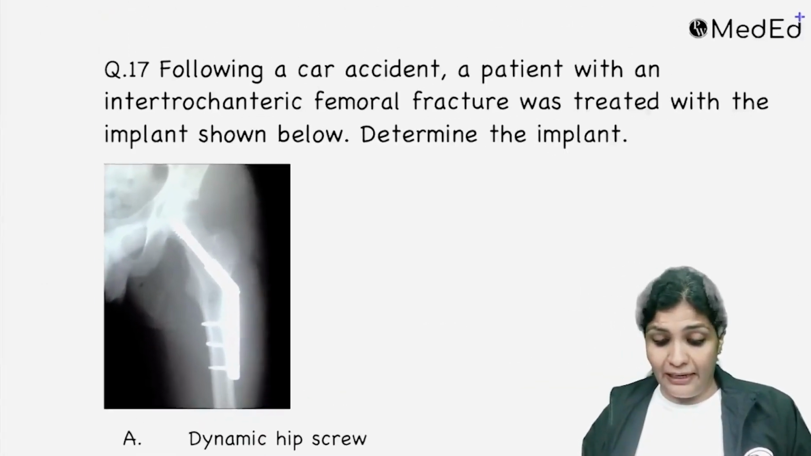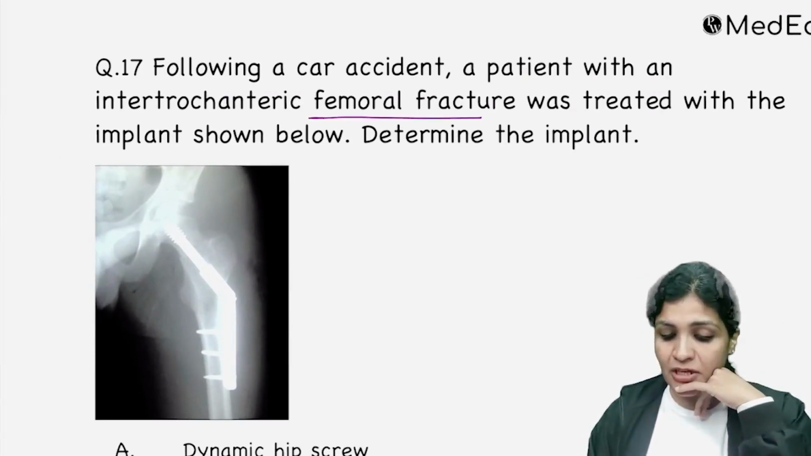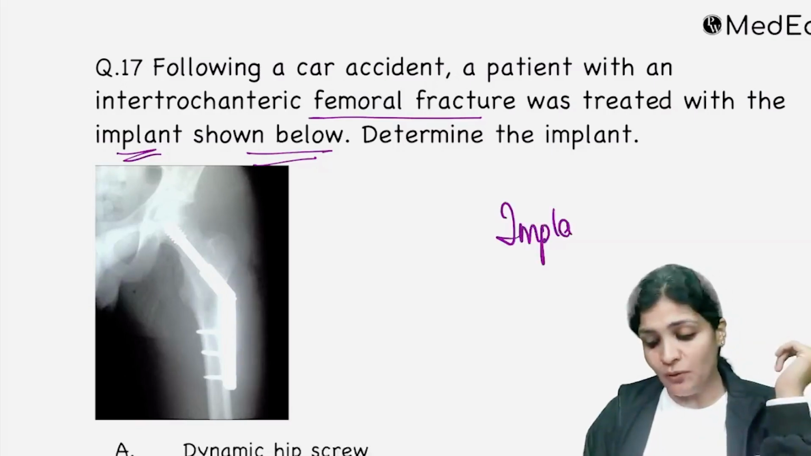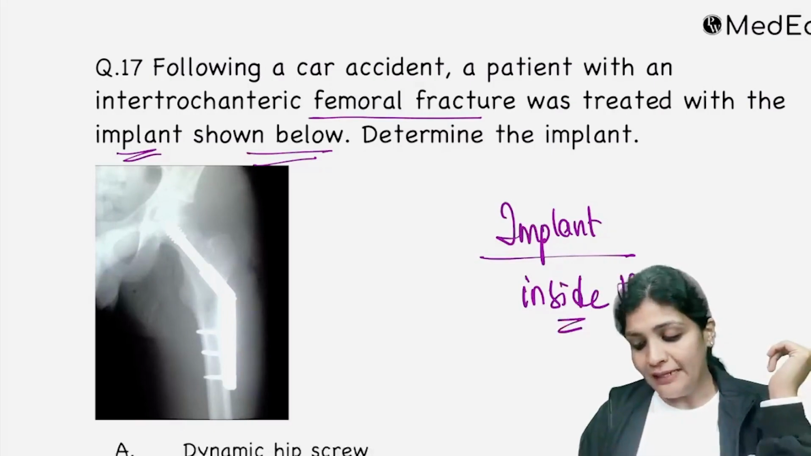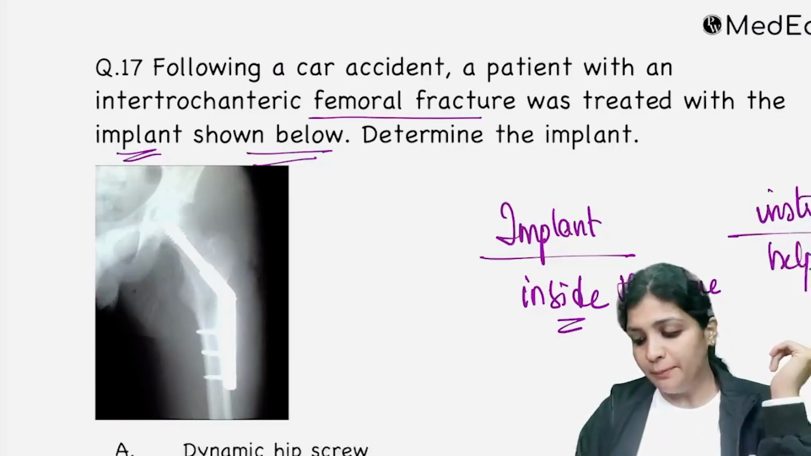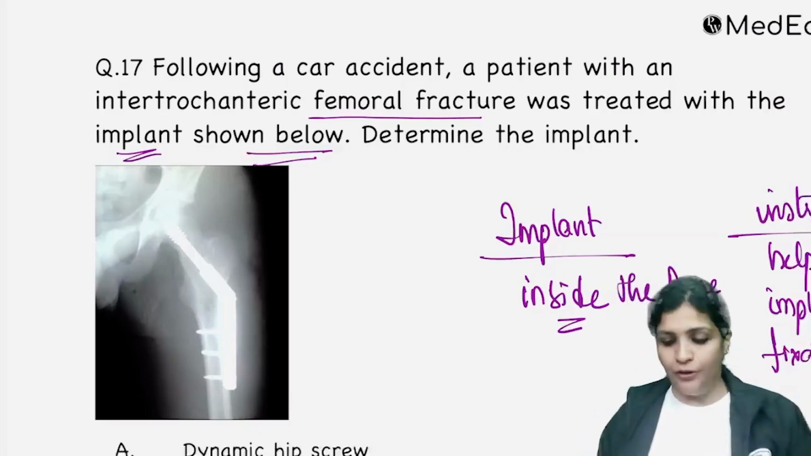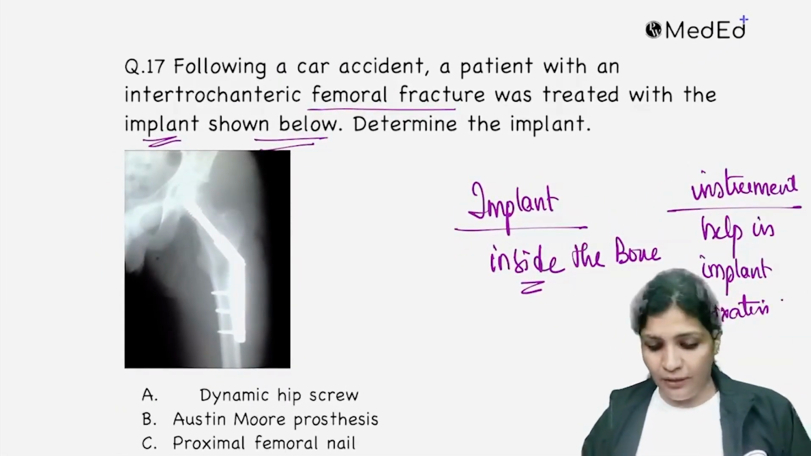This is very important again. Following a car accident, a patient has come with an intertrochanteric femoral fracture and was treated with this implant. So what is an implant? An implant is one which is put inside the bone, right? And the instrument is one which aids in this implantation, helps in implanting or implant fixation. Instrument is never left inside the body, mind you. Implant is left inside the body, but instrument is never left inside the body, right?